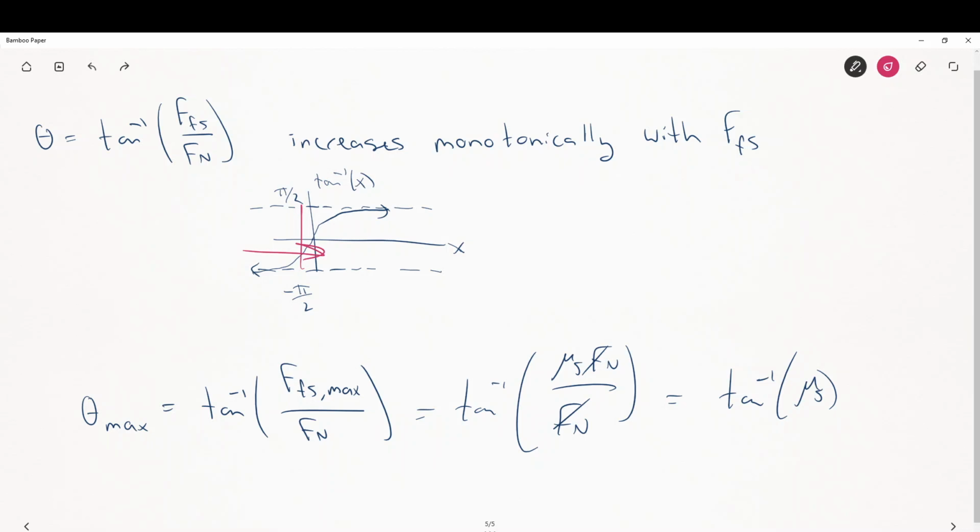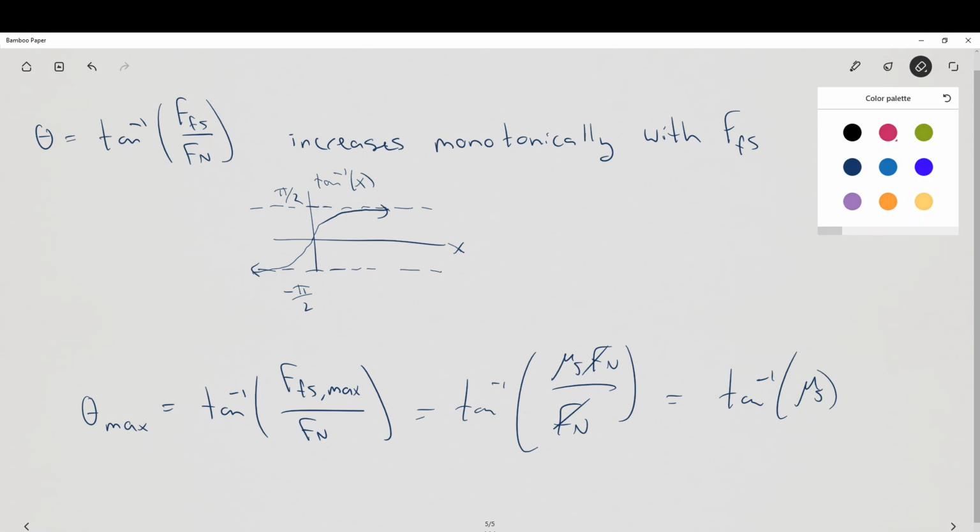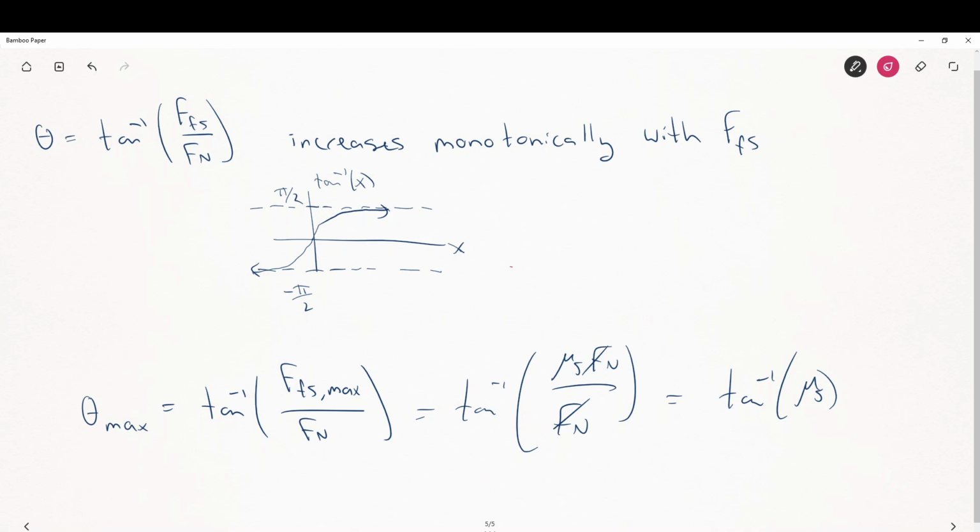Another way of putting it is the derivative of tangent inverse of x with respect to x is greater than 0. So that means as the input of tangent inverse increases, so does its value. So if I want to maximize theta, all I have to do is maximize the force of static friction. So I take theta max by making the force of static friction equal to its maximum value.